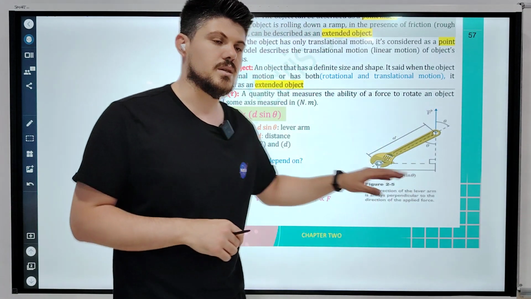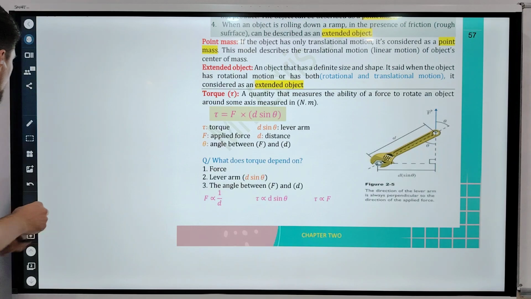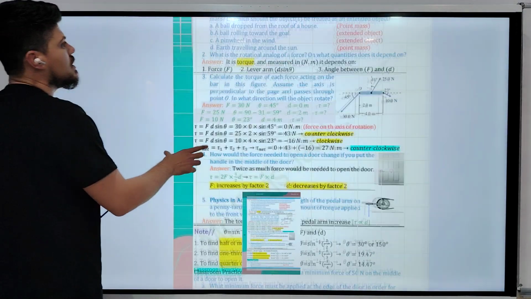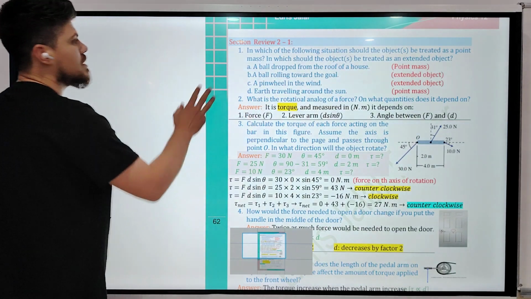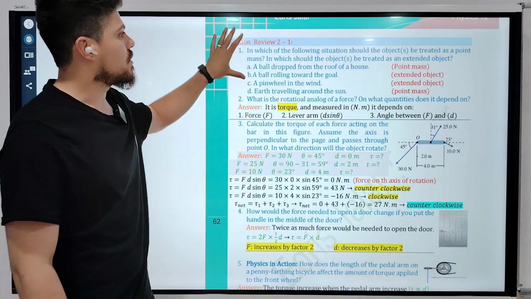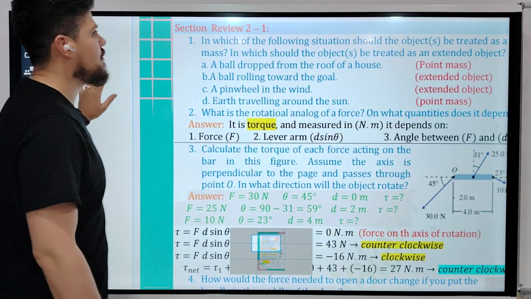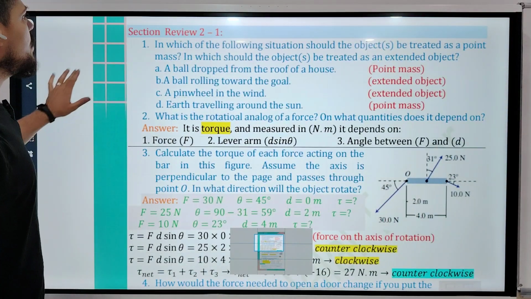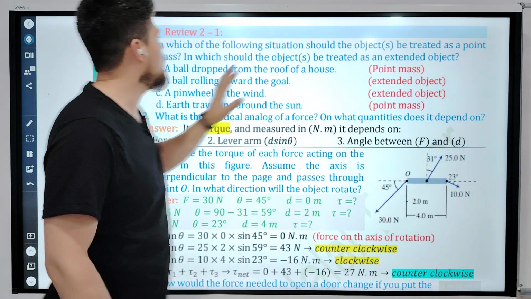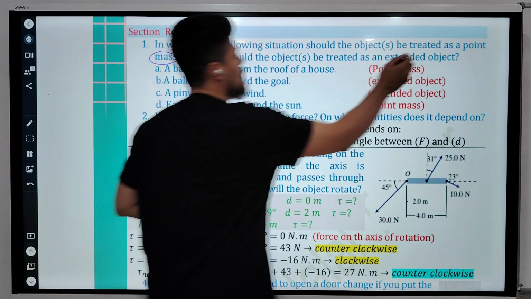So we have a question related to this topic. I think question 1 in the section review, a very good question. Guys, look at this question. This question has been brought in the Wizari exam 3 times. Okay, it is very important. Pay close attention, please. Look at the question. Be with me. Okay. In which of the following situations should the object be treated as a point mass? Look, point mass.